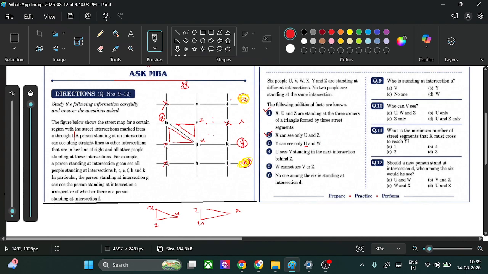Let's go and verify the fourth point. You can see U sees V standing in the next intersection behind Z. So you can see V next to Z.